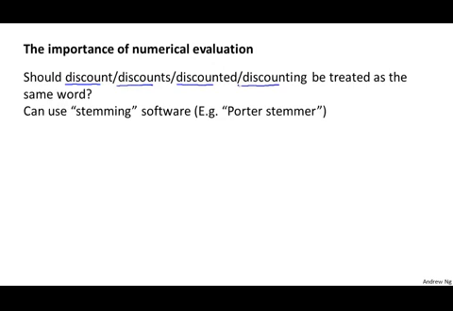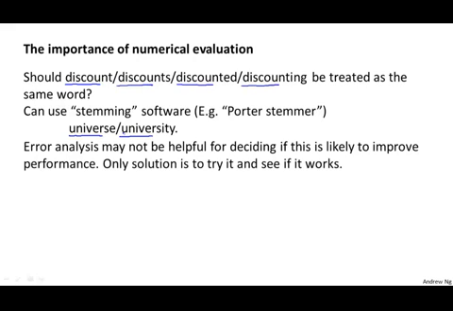But using stemming software that basically looks at the first few letters of a word, more or less, can help but it can hurt. And it can hurt because, for example, the software may mistake the words universe and university as being the same thing because these two words start off with the same letters. So if you're trying to decide whether or not to use stemming software for a spam classifier, it's not always easy to tell, and in particular, error analysis may not actually be helpful for deciding if this sort of stemming idea is a good idea. Instead, the best way to figure out if using stemming software is going to help your classifier is if you have a way to very quickly just try it and see if it works.